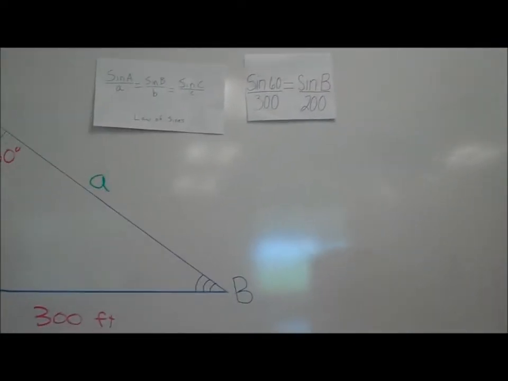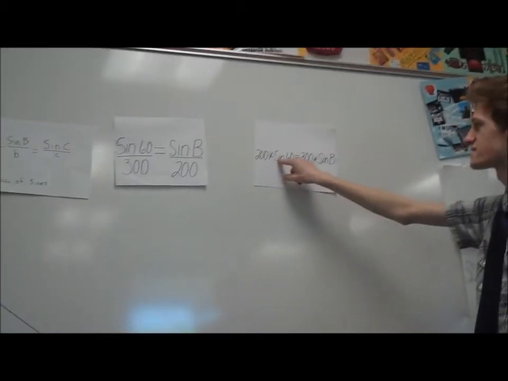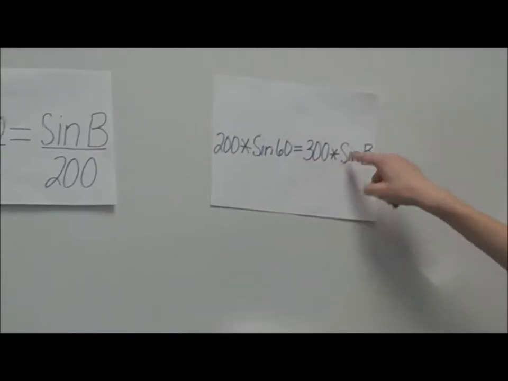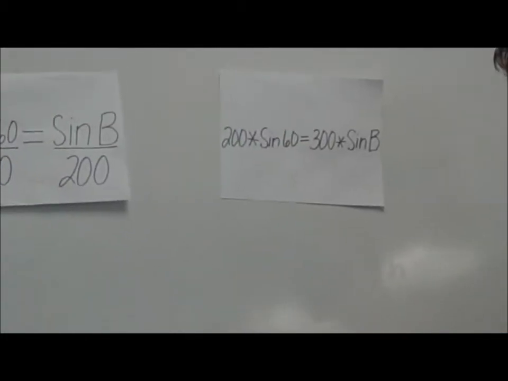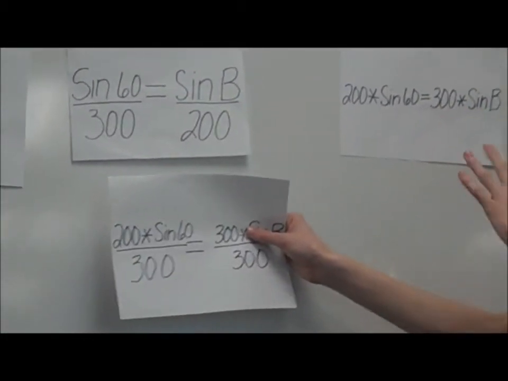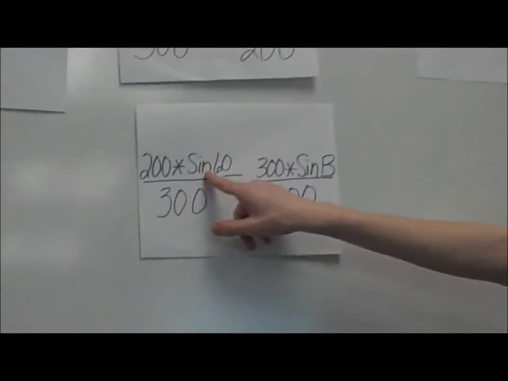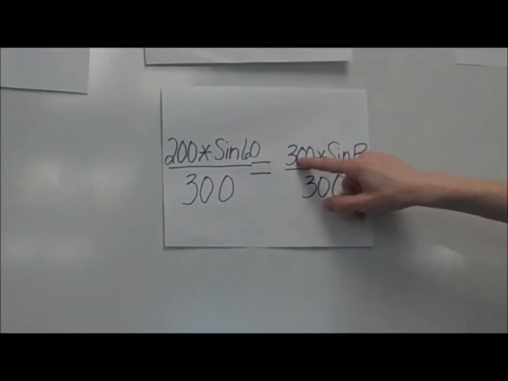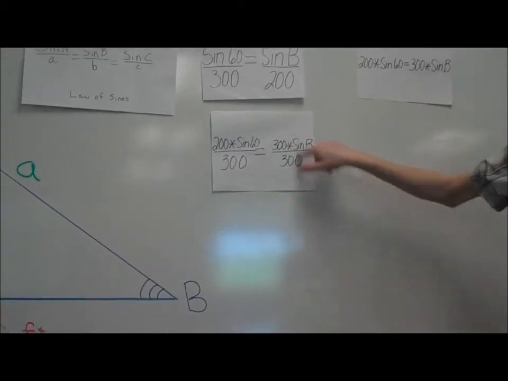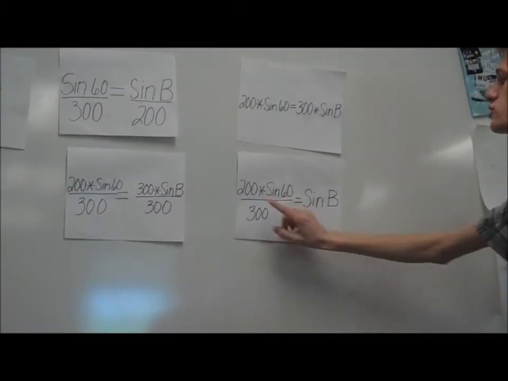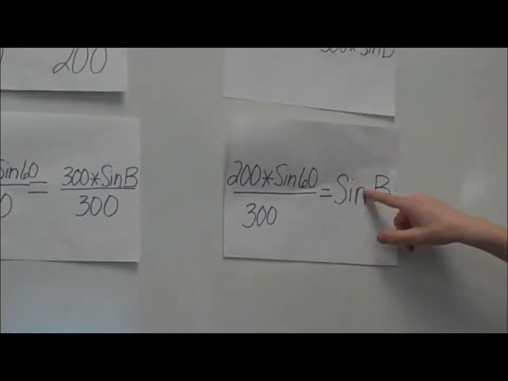Now, the next step is you cross multiply these numbers, which gets you 200 times the sine of 60 equals 300 times the sine of B. And then you want to get sine of B all by itself. You divide both sides by 300 to get sine of B by itself. So you get 200 times sine of 60 over 300 equals 300 times sine of B over 300. As you notice, these are two 300s, so these cancel out, which leaves you with 200 times sine of 60 divided by 300 equals sine of B.